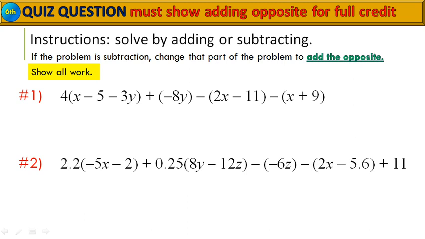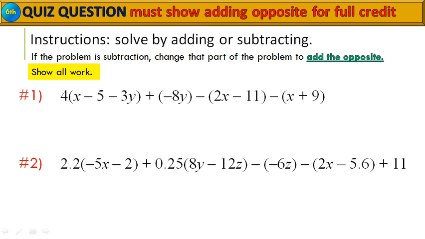Question 1 reads, 4 times the quantity of x minus 5 minus 3y plus negative 8y minus the quantity 2x minus 11 minus the quantity x plus 9.